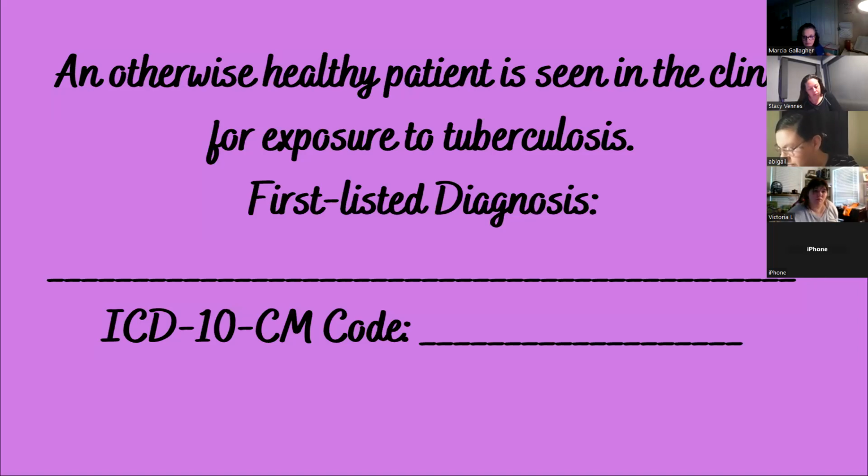Okay, so this is going to be our last one. We're going to do it quickly, and I'm going to let you work individually. An otherwise healthy patient is seen in the clinic for exposure to tuberculosis. So what happened? We were exposed. It doesn't say we have tuberculosis. It says that we had exposure to. So I would look for exposure and then tuberculosis.